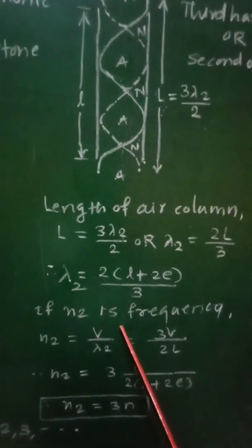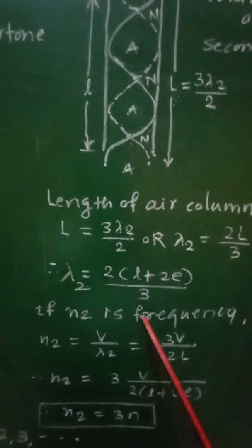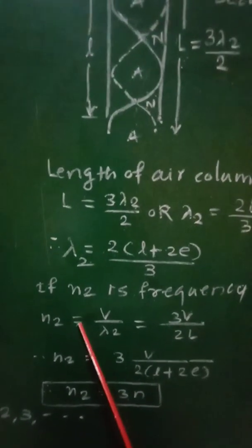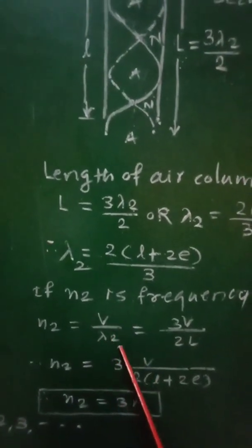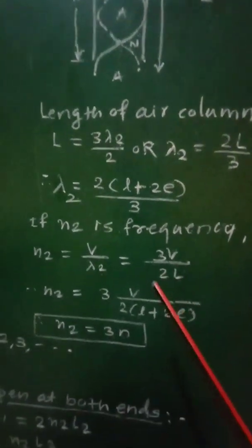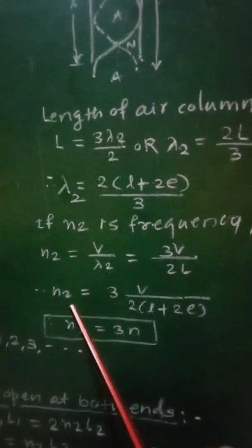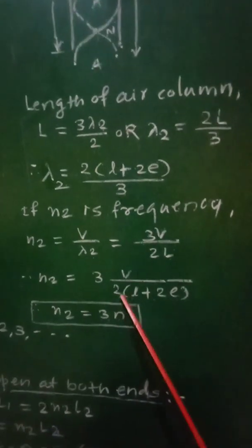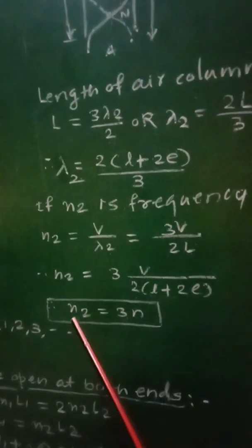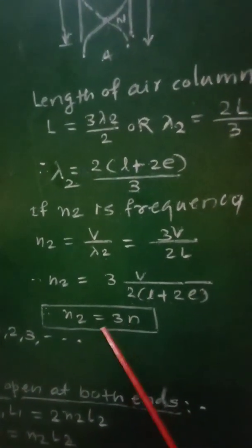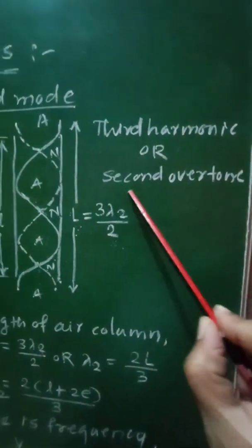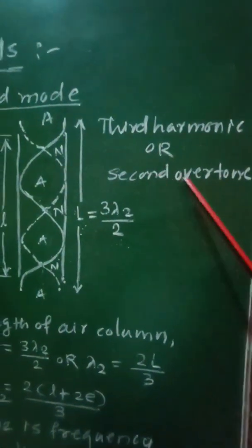If N2 is the frequency of vibration of the air column in the third mode of vibration, then N2 will be equal to phi upon lambda 2. N2 is equal to phi by lambda 2, that will be equal to 3 phi by 2L. It will be also written as N2 is equal to 3 into phi upon 2 into L plus 2E. But phi upon 2 into L plus 2E is nothing but N, and therefore we will get N2 is equal to 3N as the next higher frequency, which is called the third harmonic or second overtone.